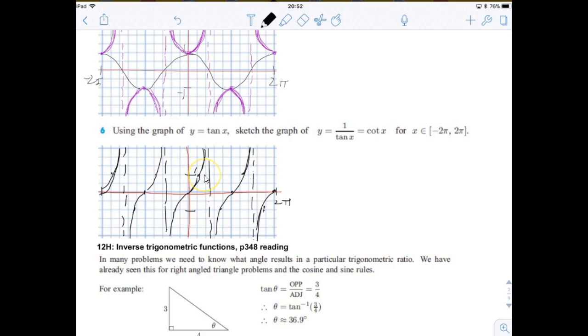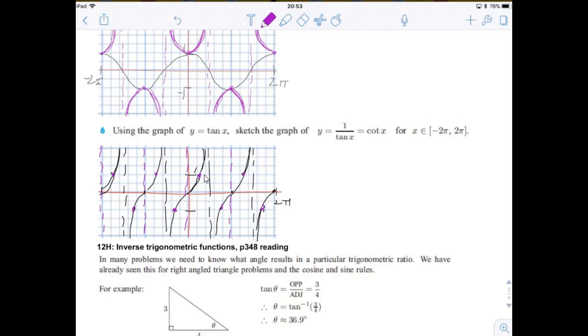And basically we're going to mark all of our invariant points at 1 and -1. So there's one there, and there's one there, and so on across the graph. Okay, so that's where our reciprocal function is going to cross the original function. And then we're going to have asymptotes every time the black function crosses the x-axis. We are going to have a purple asymptote, and so I'm going to draw those here. There's actually one on the y-axis too.